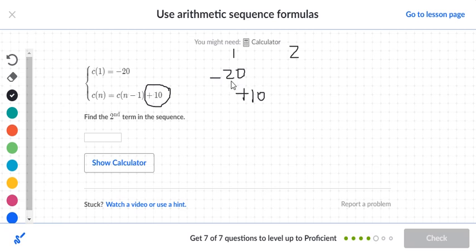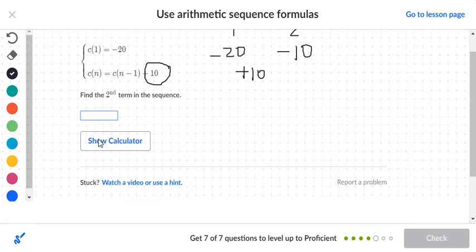So we're going to take the first number we start with, which is a negative 20, and we're going to add 10 to it. So, you owe $20, but you are giving $10 back. So that means you only owe $10. So your answer should be a negative 10. Remember, we're only going to the second term, so we just need to stop after 2. So my answer here should be a negative 10.